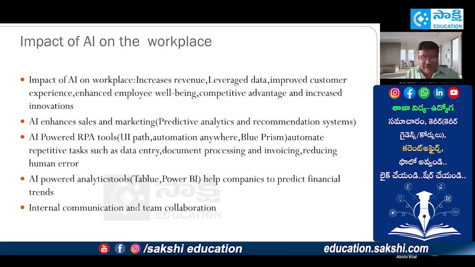So all these artificial intelligence programs significantly enhance internal communications. At the same time, team collaboration also takes place at the workplace. So usage of artificial intelligence tools on one hand promotes internal communications, on the other hand, it also promotes team communications. And you are aware of some of the familiar tools.